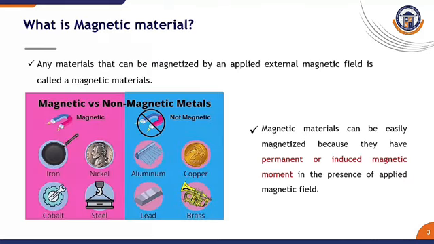What is magnetic material? A magnetic material is any material that can be easily magnetized when an external magnetic field is applied. These materials either have permanent magnetic moment or develop an induced magnetic moment under an applied field. For example, iron and cobalt are strongly magnetic because of their internal structure.